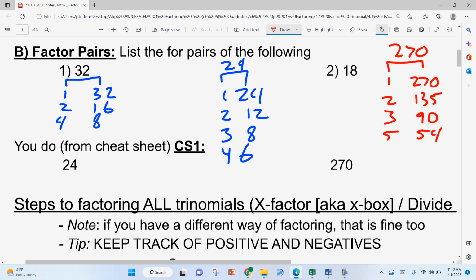I don't think 6 works. Oh, 6 does. See, and that's one of them. I totally would have missed that one. I did not think 6 worked. 7 shouldn't work. 8 doesn't work. 9 should work.